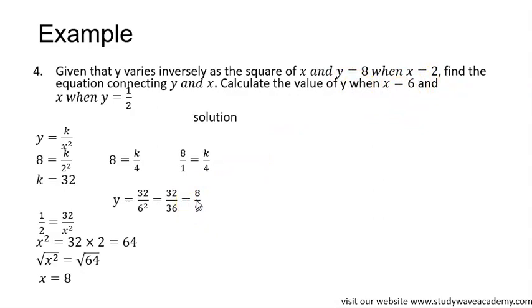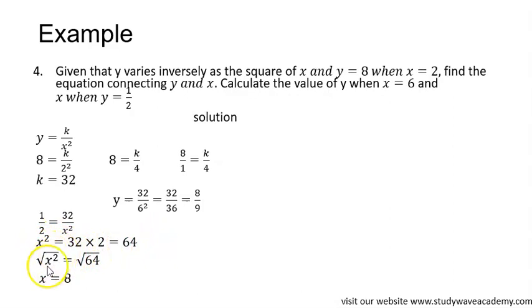Do you understand? Now we have to find x when y is 1 over 2. We are still using this formula. So y is 1 over 2, which equals 32, remember the constant, over x squared. You cross multiply. So x squared times 1 will give you x squared, which equals 32 times 2, which gives you 64. Now we are looking for x, but here we have x squared.